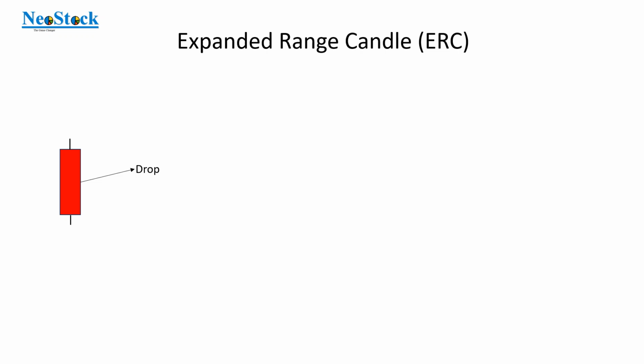So remember this term, expanded range candle. Bearish candles are called drop candles. Similarly, we have a bullish candle as per candlestick patterns, and this bullish candle is called a rally candle. Why are we calling it a rally candle? Because from open to close, the prices are rallying up. Rallying means they are moving up. The price is rallying. That's why it is called a rally candle.